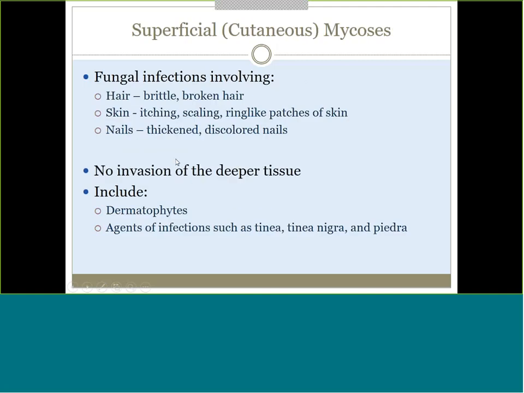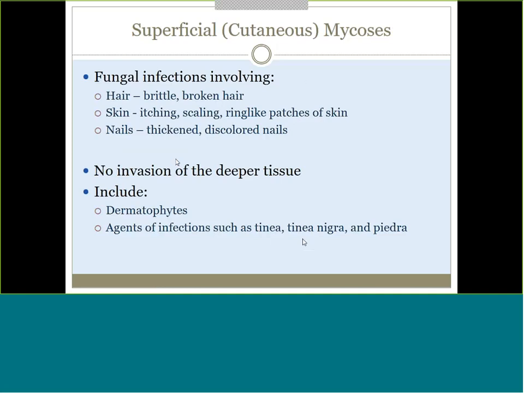All right, so we're going to start with the cutaneous molds. These are going to be basically infections that involve your hair, your skin, or your nails. So those are all cutaneous levels or superficial levels. So think of things like ring-like patches on the skin, itching, thickened, discolored nails, brittle, broken hair, those kinds of things. And it just stays at the superficial cutaneous level. It does not go any deeper. So typically these are called dermatophytes, derma for cutaneous.